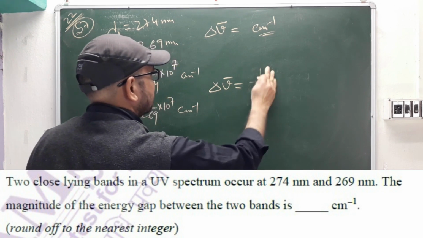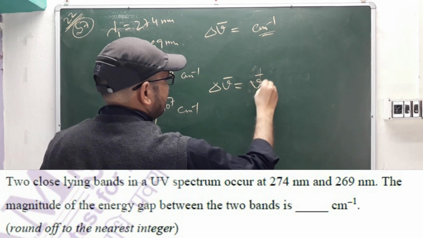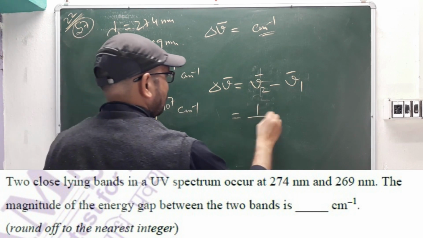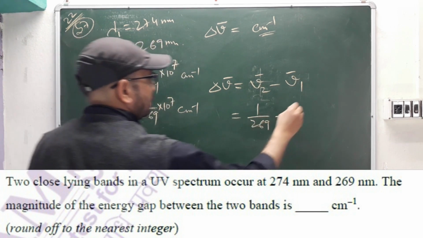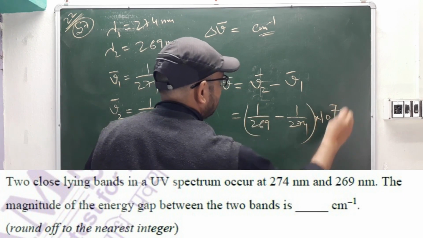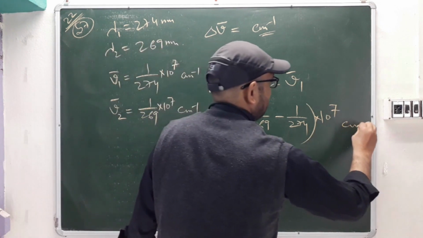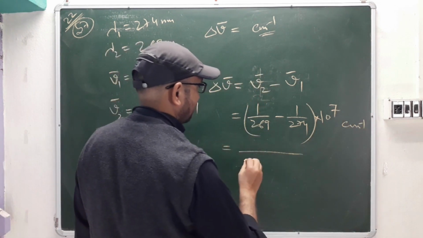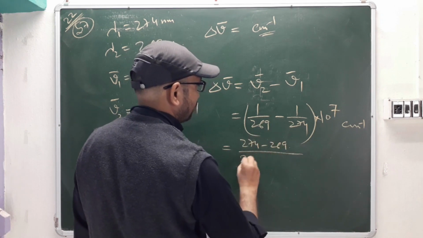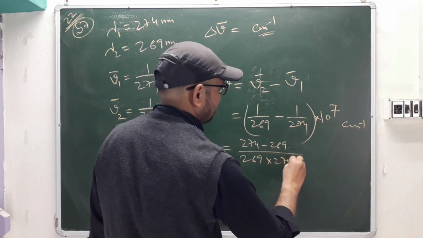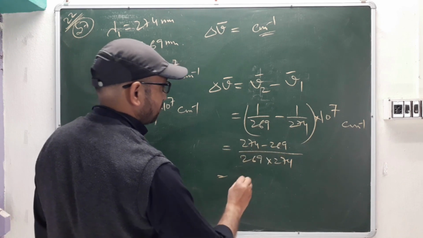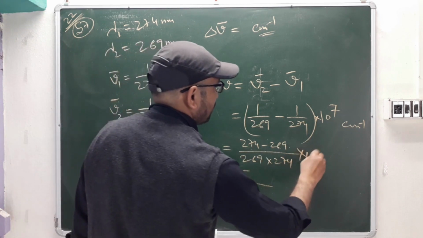Simply we will write 2 minus 1. Just put the value: 1 by 269 minus 1 by 274, into 10 to the power 7 per centimeter. Correct? Just solve this and you will get the answer. On top it will be 274 minus 269, and down it will be 269 into 274. How much is it coming? 274 minus 269 is 5, so 5 into 10 to the power 7.